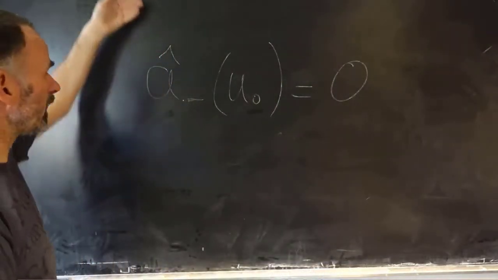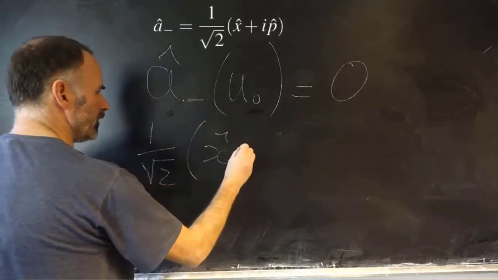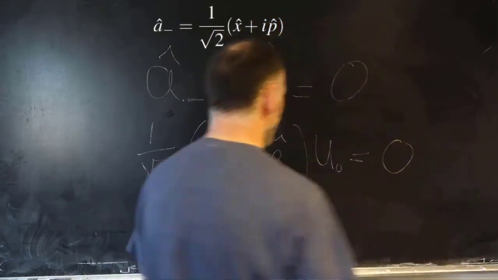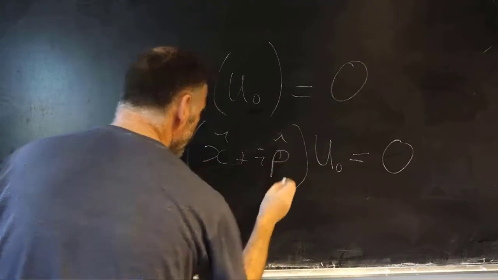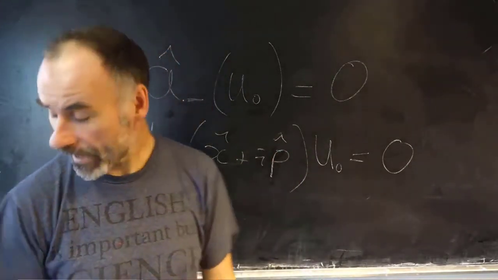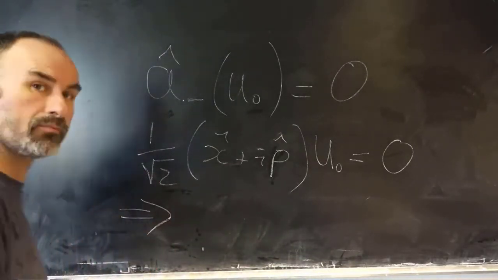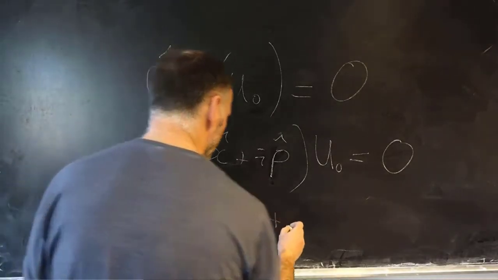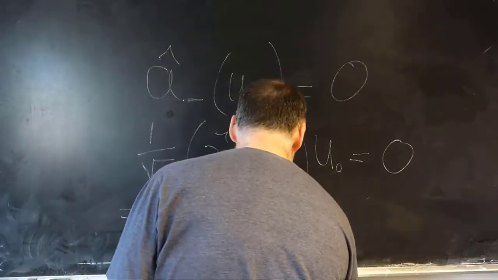So, what is this operator? Well, we wrote that down right at the start. It's this. Now, let's apply it. So we've got 1 over root 2 times (x plus ip) operating on u0 equals 0. What's a momentum operator? That's a p. Well, in our natural units, it's just minus i d/dx. Apply that twice, and what we're going to get is i by minus i gives us minus i squared, so this gives us a positive.